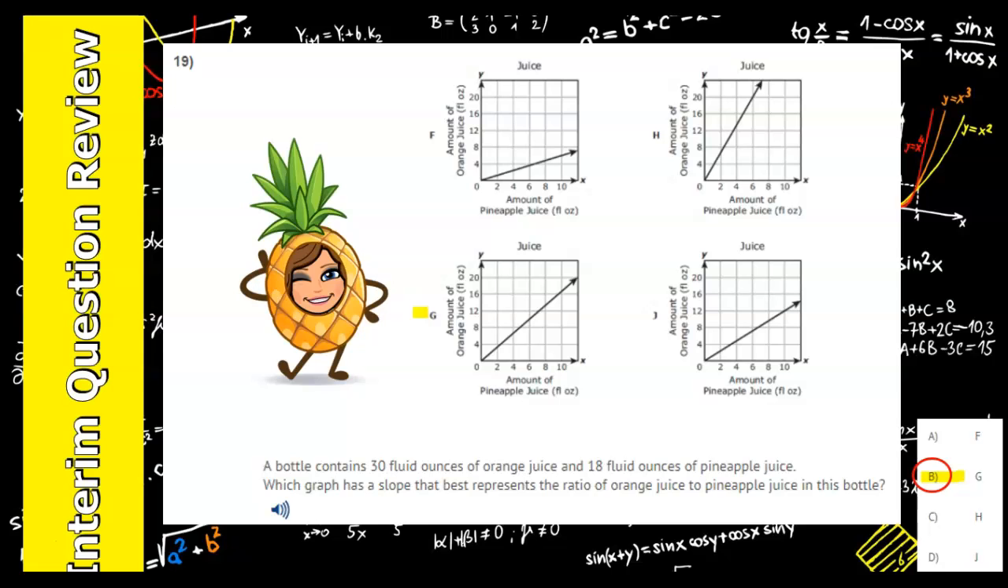So for 2 ounces of pineapple juice, like here, the graph is going by 2, so it's a little bit harder to see that unit rate. So for 2, that would be about 3.3, so a little bit less than 4. And so graph G goes along with this relationship.